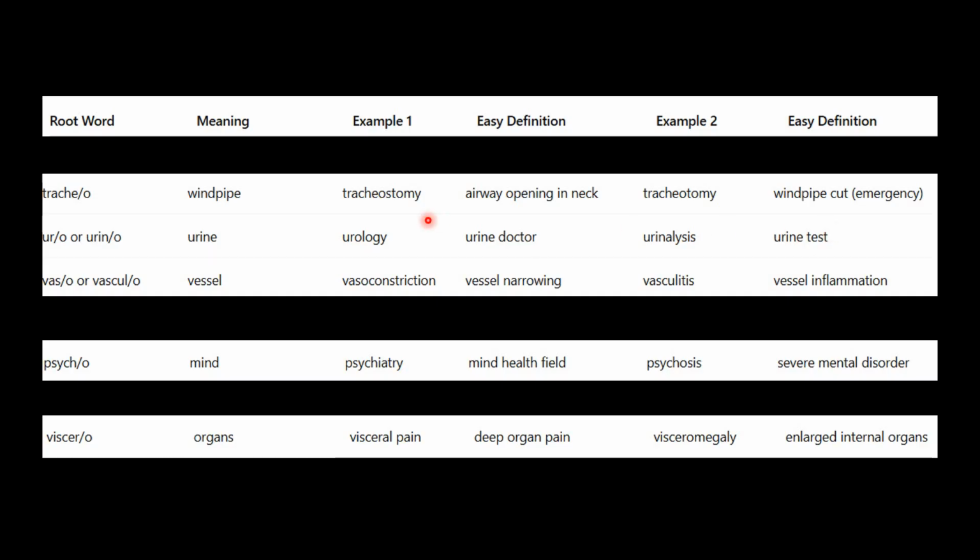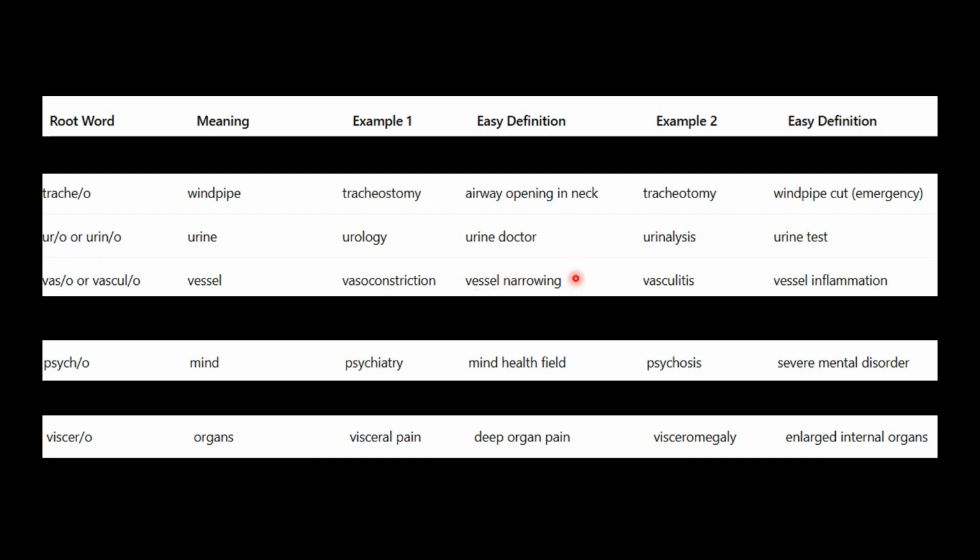Okay, then next we have vaso or vasculo. That comes with the meaning of vessel. So its name is also related to that, so it denotes the vessel. For example, vascular construction.